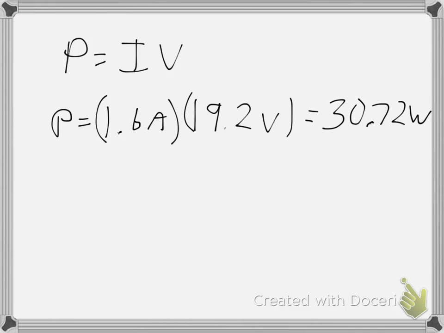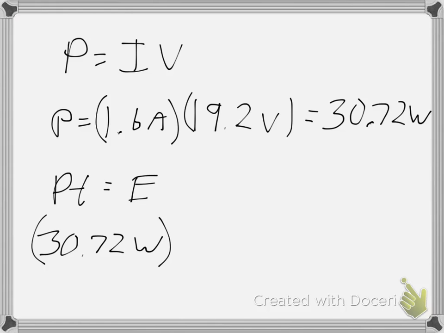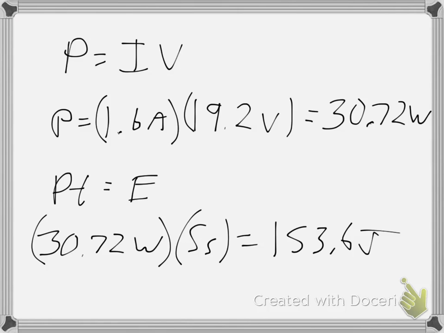Now, we're asked how much energy is dissipated in 5 seconds. Well, a watt is a joule per second, so power times time equals the energy that's dissipated. So our power, which is 30.72 watts, multiplied by our time, which is 5 seconds, will give us an energy of 153.6 joules.